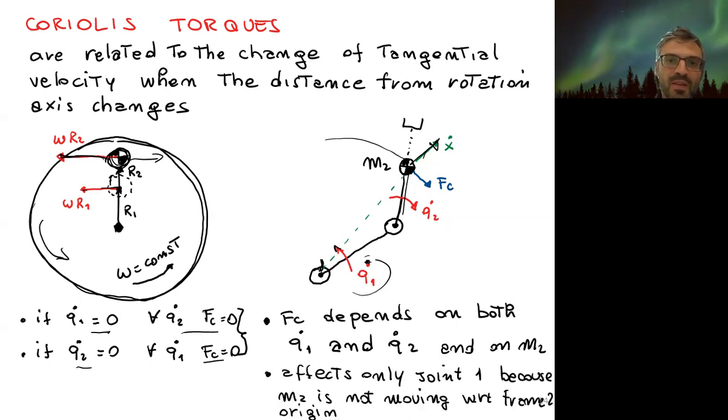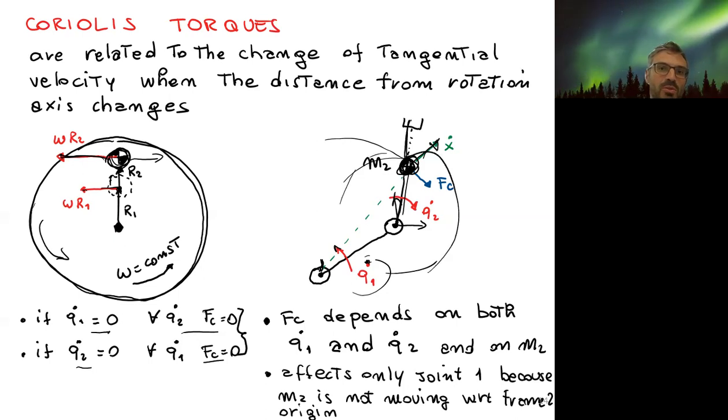And the important thing is that the Coriolis force affects only joint 1, because the mass of joint 2 is not moving with respect to the frame 2 origin. So you need a motion of the mass with respect to the frame you are computing the effect of the Coriolis force. And we said that we need a linear velocity, and joint 2, mass 2 is moving with respect to the frame 2 origin with a pure rotational motion. There is no linear motion. So the Coriolis force is only felt by joint 1.